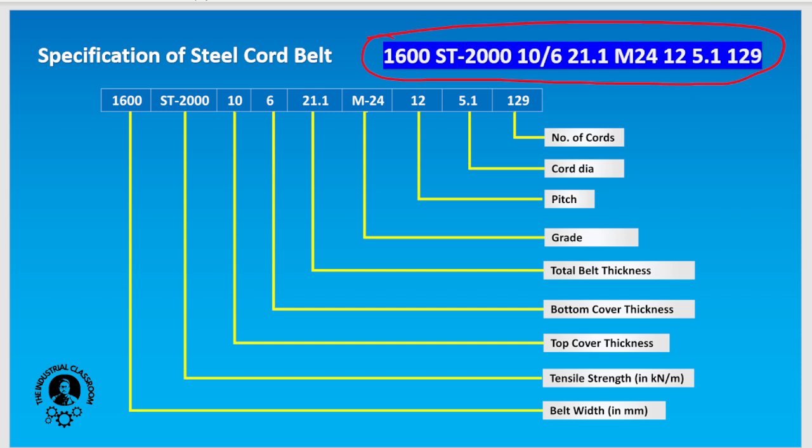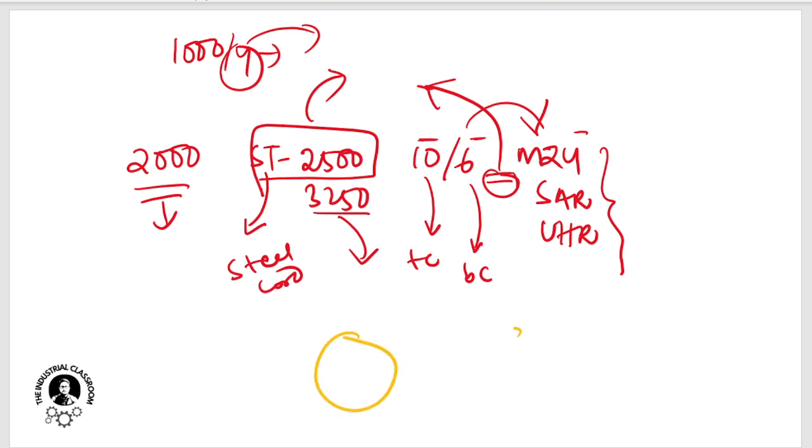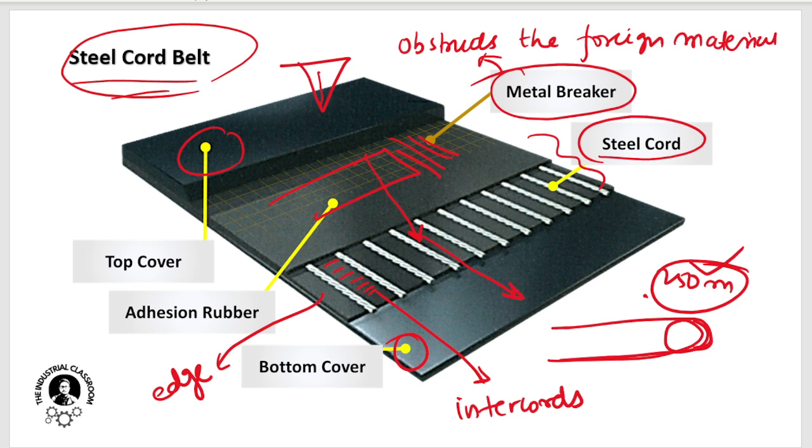In the complete specification of steel cord belts, we can learn about the number of cords. This 129 is the number of cords. 12 is the pitch. What is this pitch? These are two cords. The distance between the center of one cord and the center of the next consecutive cord is called the pitch distance. For example, in this image, this is the center and this is the center of the second cord. This is the pitch or pitch distance.